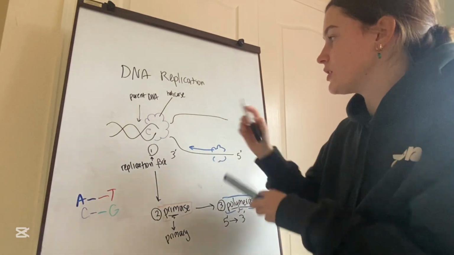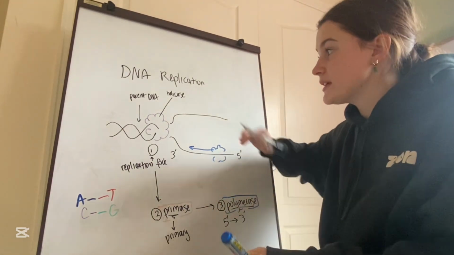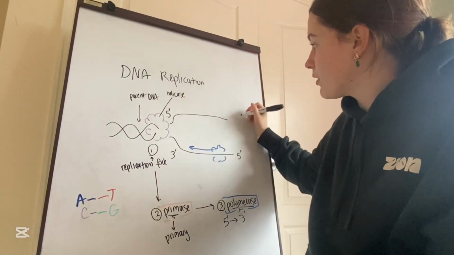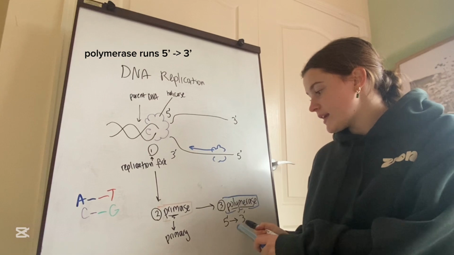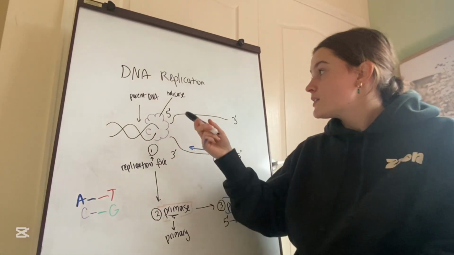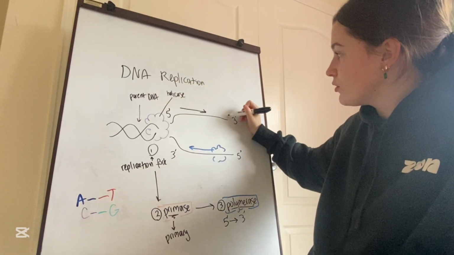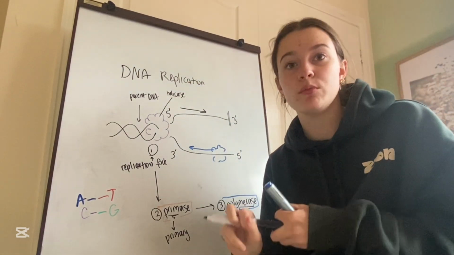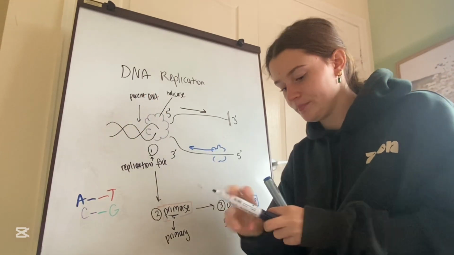However, we run into an issue here because this side, as I said before, up here goes the opposite. This side runs 5' to 3'. The polymerase only runs 5 to 3. So if it was to go this way, it would reach the end pretty quick and it would run out, and then there'd be all of this on the other side that doesn't get done.